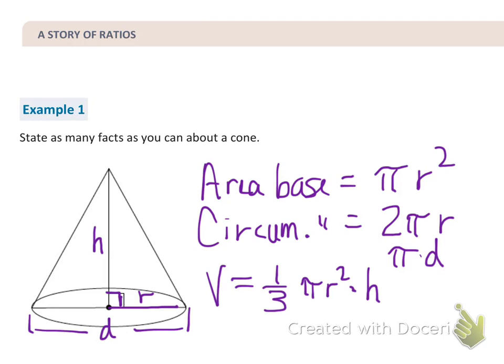It's going to be bigger. The slant height is bigger than this perpendicular height, right? Because the perpendicular height is the shortest distance from the base to the vertex of the cone. Slant height is going to be longer. So we might want to know what that dimension is on a cone.